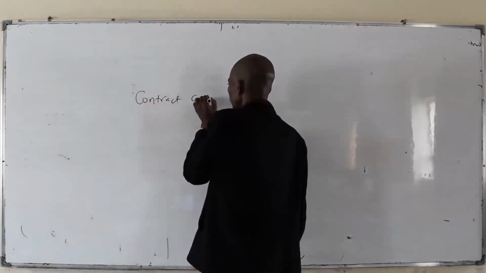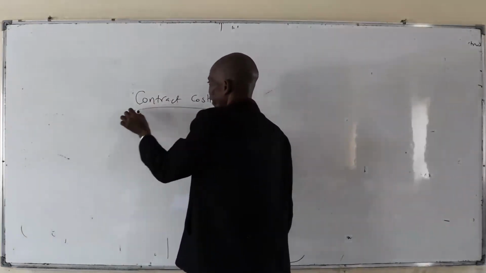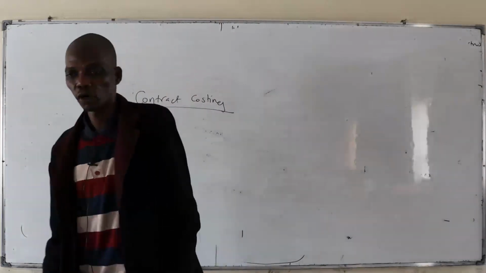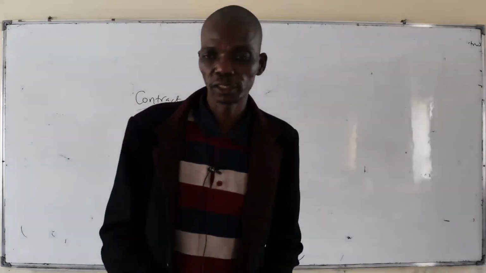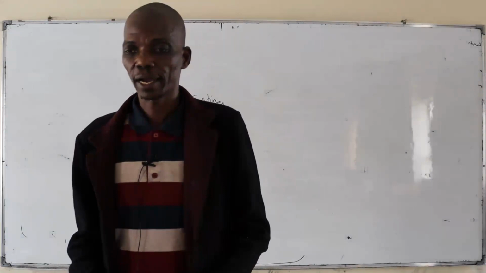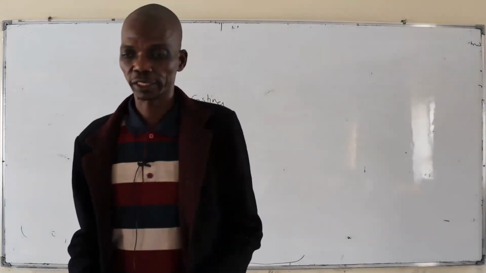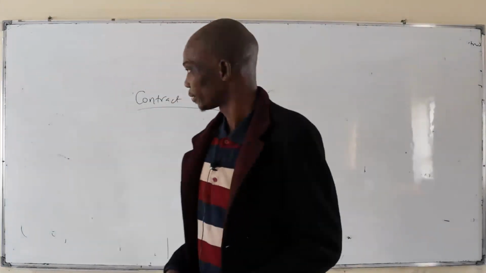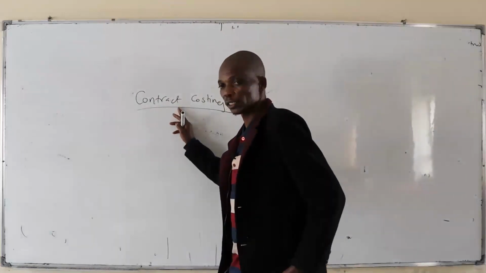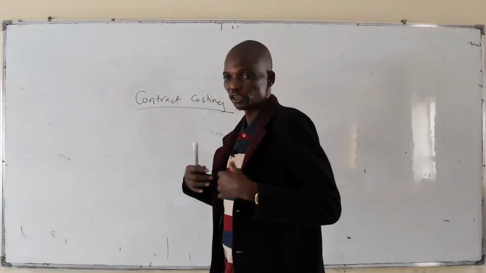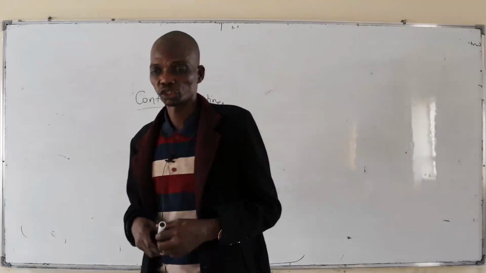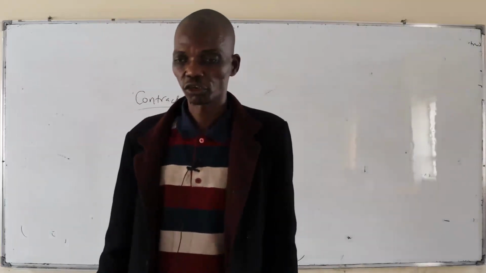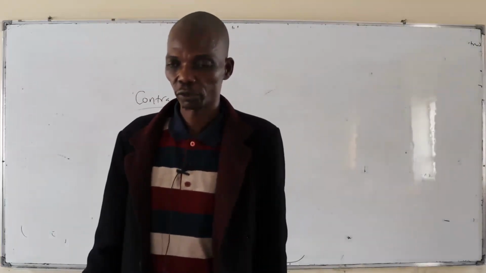Contract costing. So at the end of the class, we shall have known what a contract is all about, and we shall also understand how we are able to cost a contract. A contract, as it refers, is basically a job which is big in size, for example, construction of a building, construction of a bridge, or construction of a road.